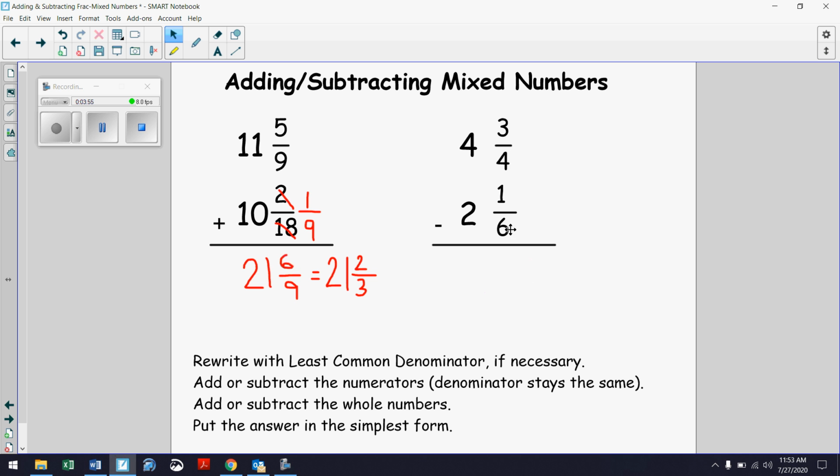Over here, I do not have common denominators in my subtraction problem, so I'm going to first rewrite them, then follow the steps, subtracting my numerators, get 7 over 12, subtracting my whole numbers, and getting 2.